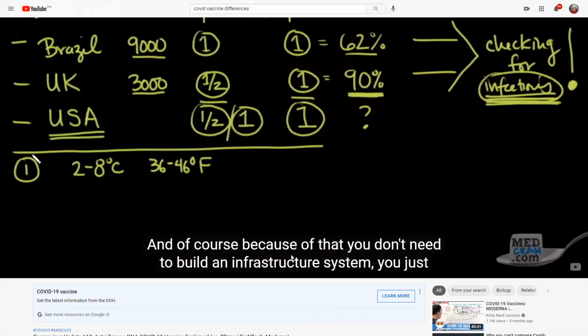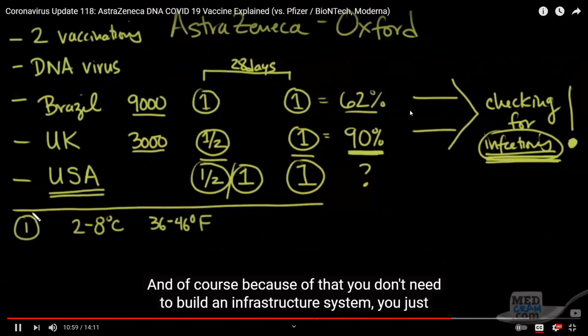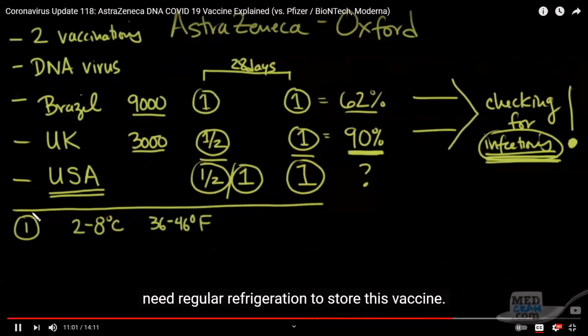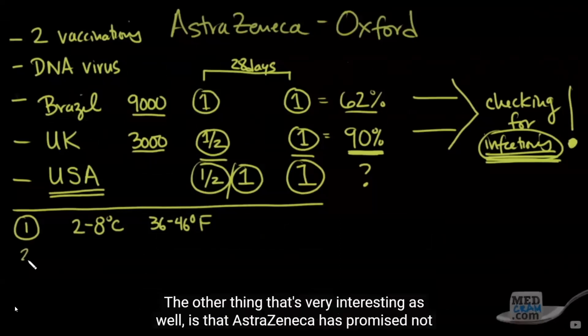And of course, because of that, you don't need to build an infrastructure system. You just need regular refrigeration to store this vaccine. The other thing that's very interesting as well.